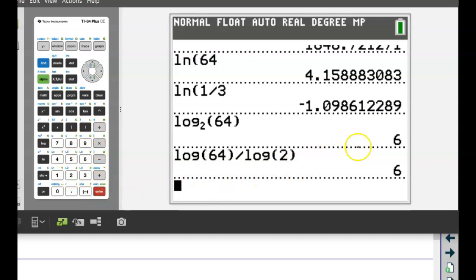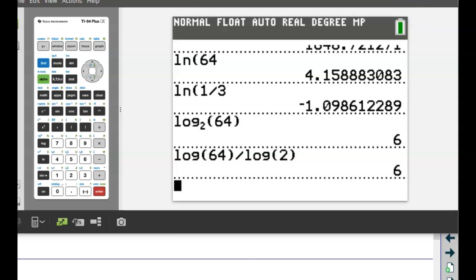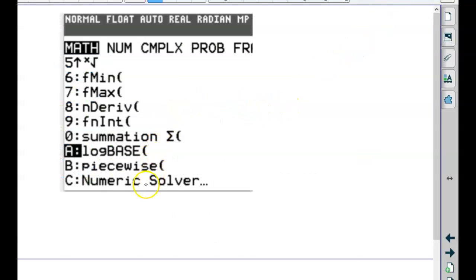Change of base is used in chemistry, maybe. You should have maybe done some of this in Algebra 2 as well, I don't know. But I'm going to let you use that log base button. If you have an older calculator, like for homework, you may not have this button.